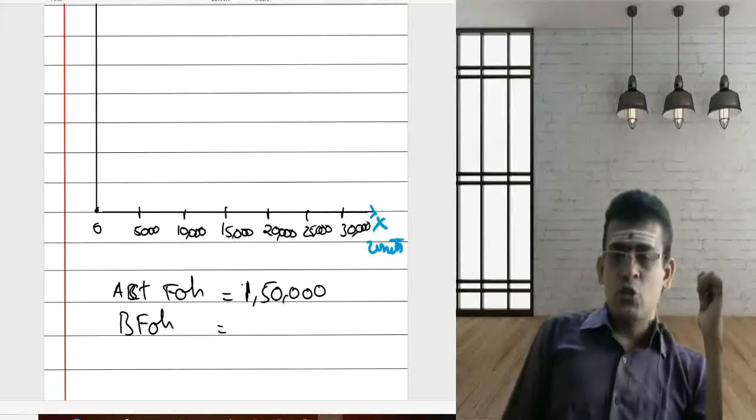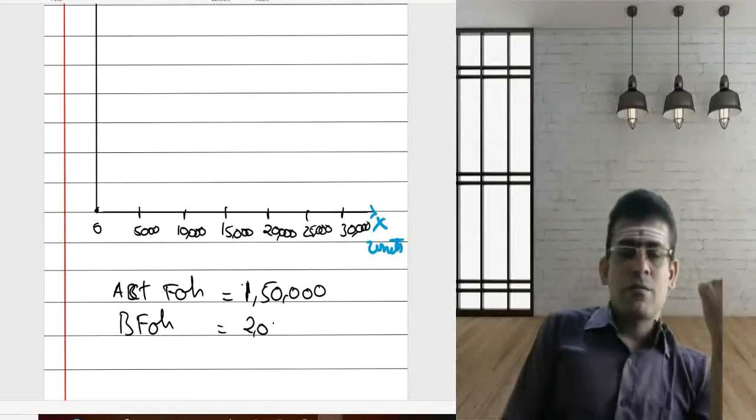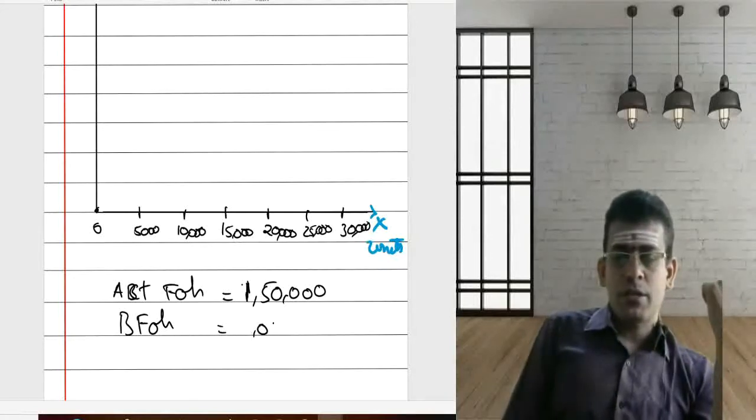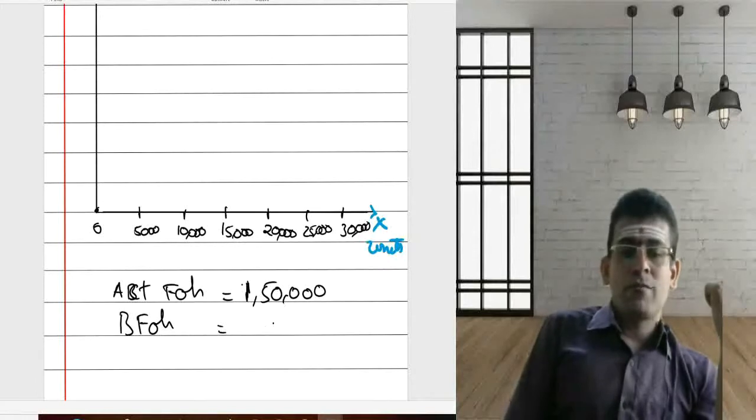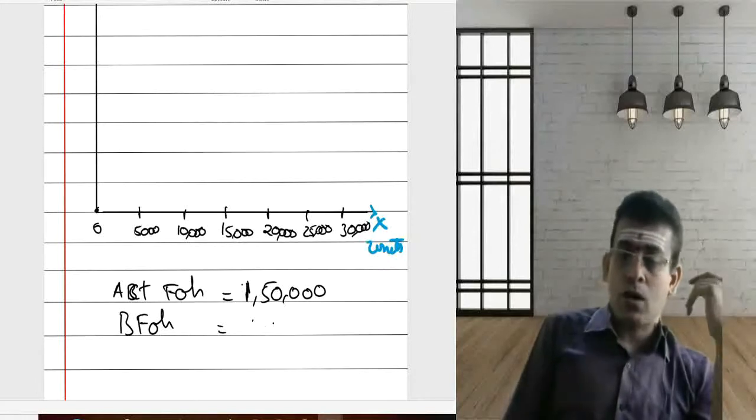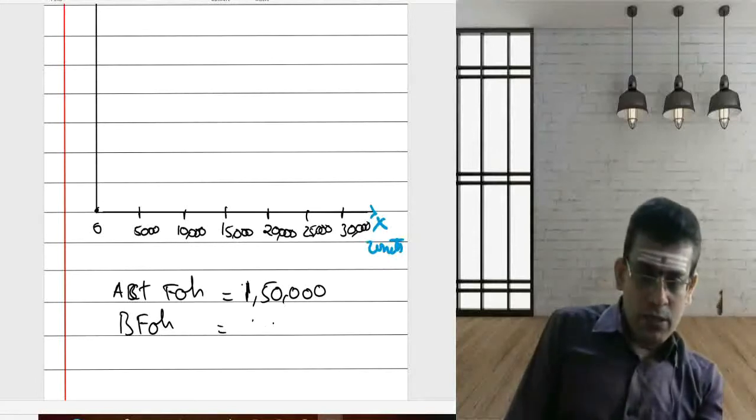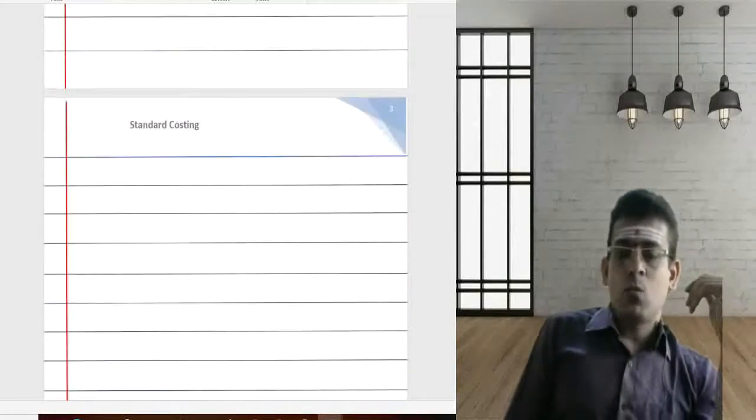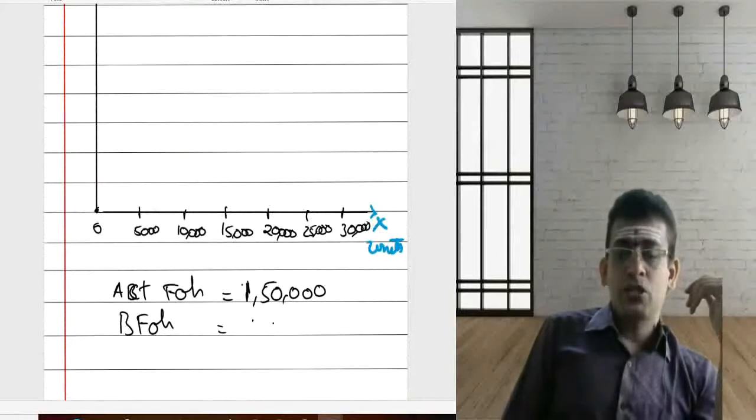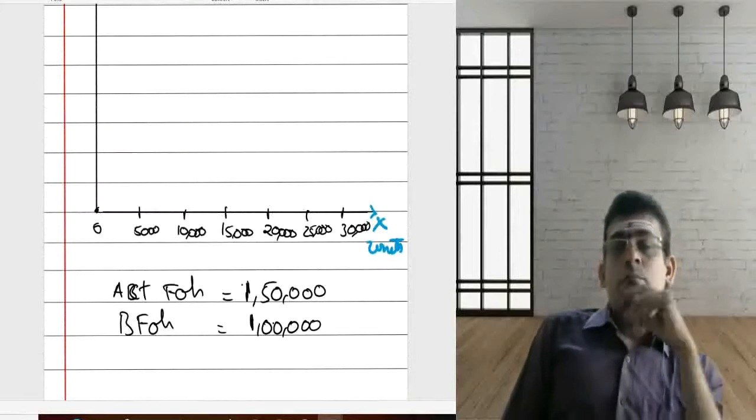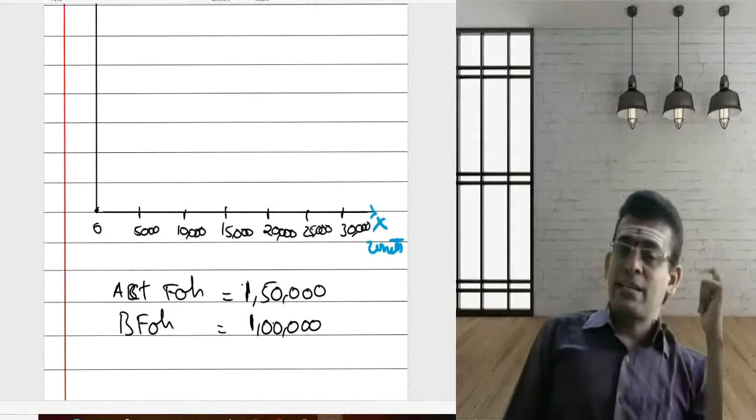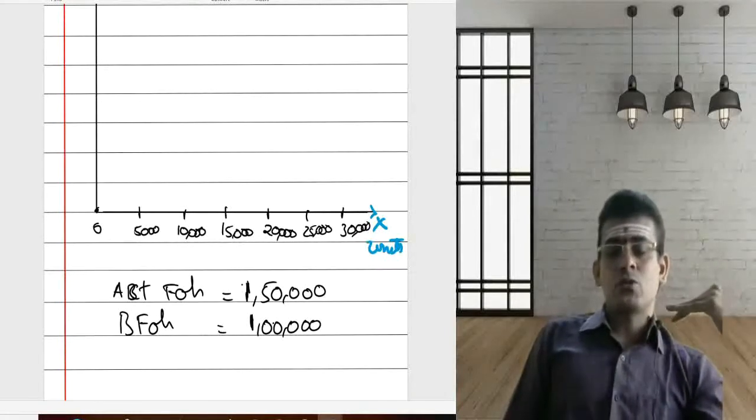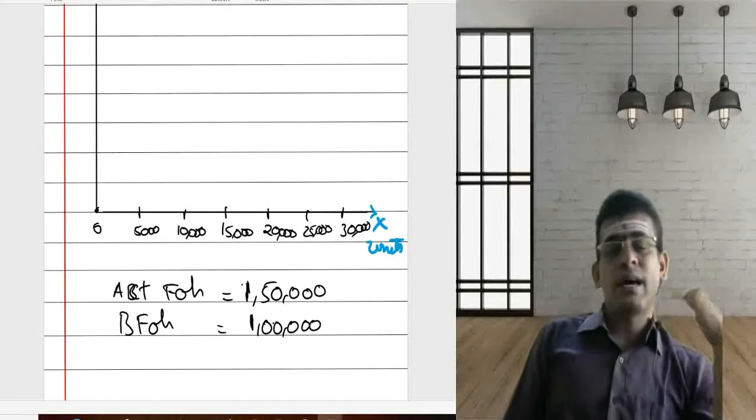Now let us assume your budgeted overheads is going to be, let us say, 1 lakh. So what is your budget here? Budgeted fixed overhead is 1 lakh. So you have a budgeted fixed cost of 1 lakh and an actual fixed cost of 1,50,000. So the actual fixed cost is more than my budget.